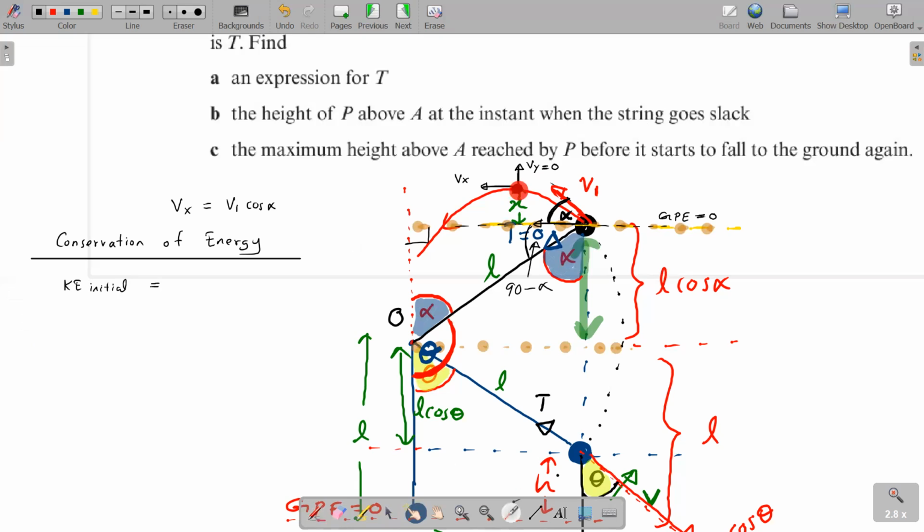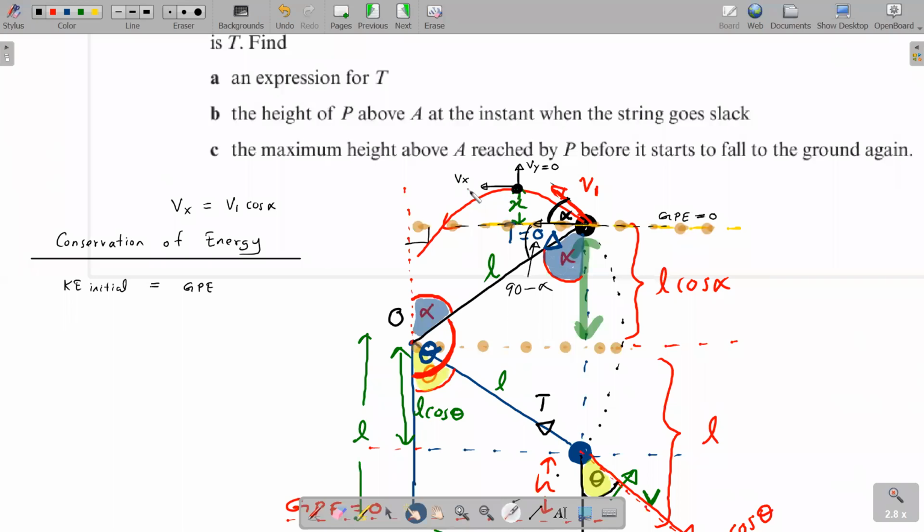At the very top point, this is a place where you have to be cautious when using conservation of energy. You definitely have GPE, because you have reached a vertical height X above the GP 0 level. But what about kinetic energy? Many people make the mistake of thinking that at the highest point, kinetic energy is 0. Is it 0? It is not 0.